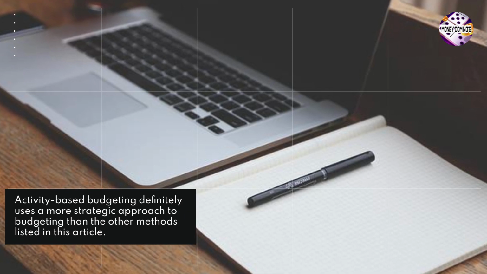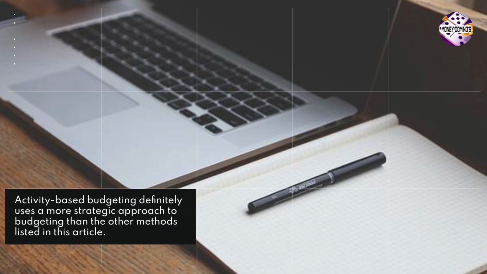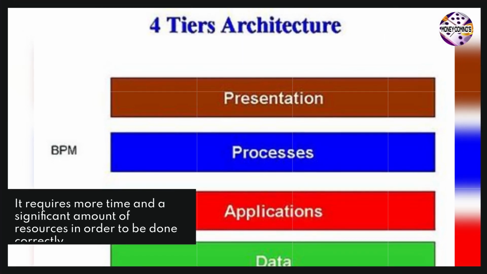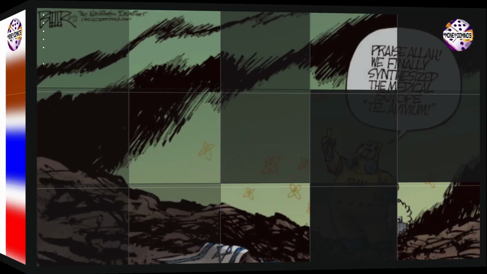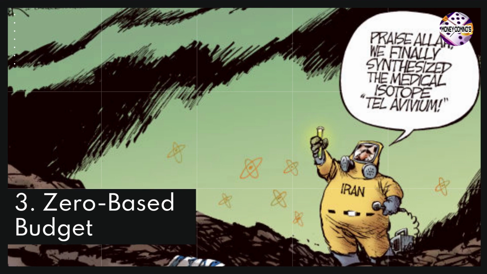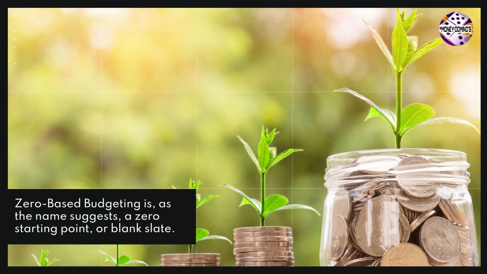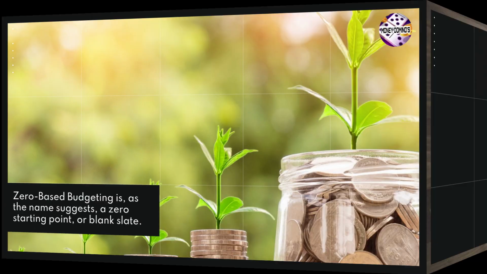Activity-based budgeting definitely uses a more strategic approach to budgeting than the other methods listed in this article. It requires more time and a significant amount of resources in order to be done correctly. 3. Zero-based budget. Zero-based budgeting is, as the name suggests, a zero starting point, or blank slate.